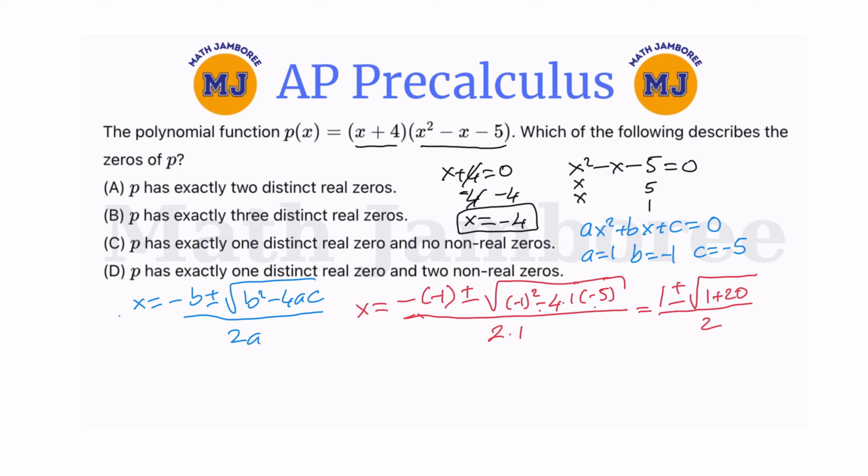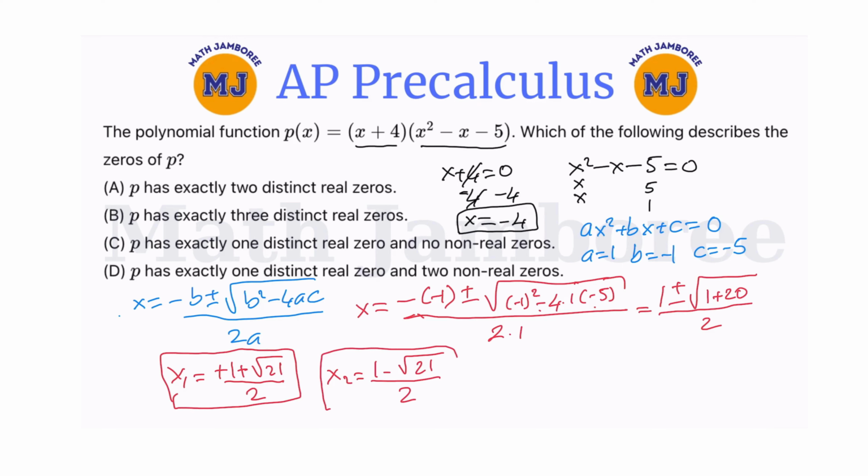So I can go ahead and write x1 as 1 plus the square root of 21 over 2, taking the positive value. And for x2, let me see, the b is not negative 1, it's positive 1. Sorry about that. And x2 is 1 minus the square root of 21 over 2. So this is the second factor. It's a real zero, not a non-real zero, because the square root is positive.